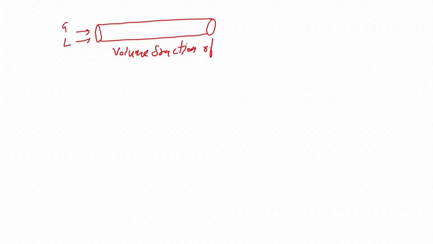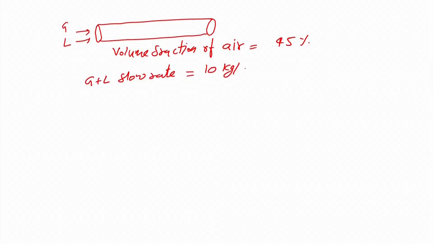So let's assume that I have a horizontal pipe in which two phase flow is flowing, both gas and liquid. It is given that the volume fraction of air, or hold up of air, is 45%. It is given that the mixture flow rate, meaning gas plus liquid flow rate, is 10 kg per second, and the diameter of the pipe is specified as 0.05 meter. So all this information is given. Gas is air and liquid is water.